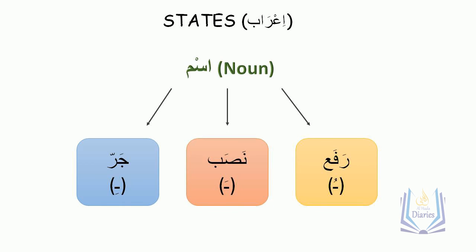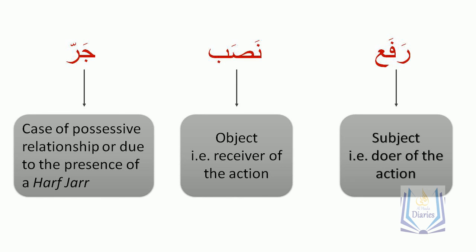So in a nutshell, we see that all isms can be divided into three states, that is rafa, nasab, and jar. Rafa is the subject and it is indicated by a dhamma, and nasab is the object which is indicated by a fatha, and jar is either the mudaf mudaf ilay relationship, that is the object owner relationship, or it is due to the presence of a harf jar, and this is indicated by a kasra.